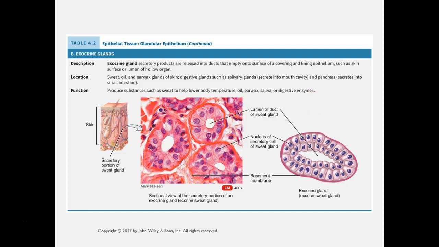So what's the function of the exocrine glandular epithelium? To produce substances such as sweat and oil, saliva, and digestive enzymes that are secreted into a duct and onto a body surface or into a hollow organ.